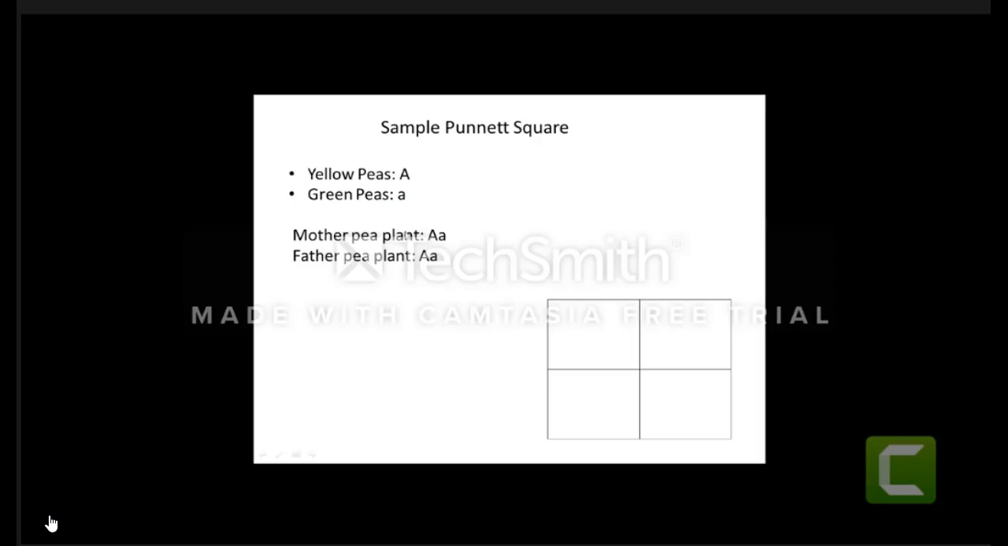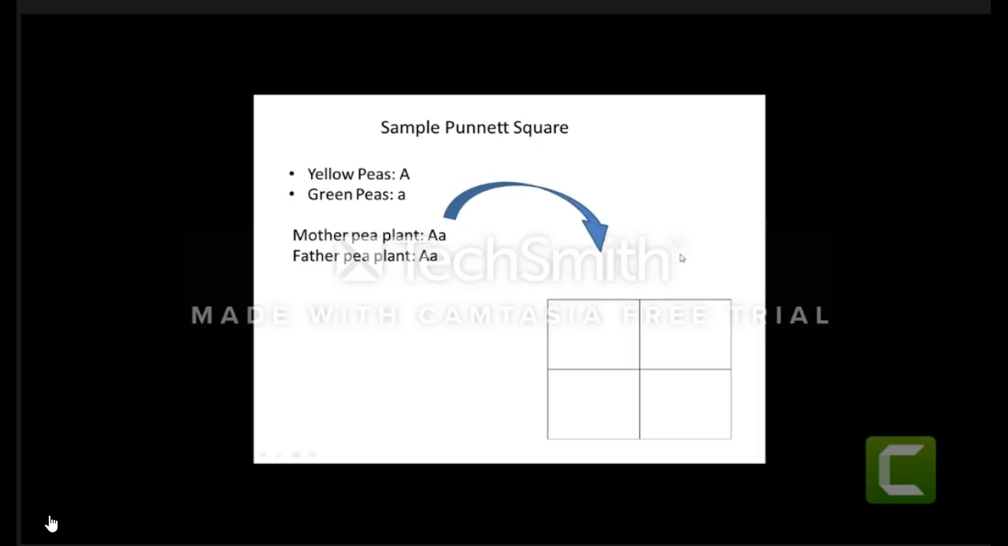Let's say that a mother pea plant is big A, little a, meaning she inherited a big A from one parent and a little a from the other. And the father pea plant has the same alleles that it inherited. If we wanted to know how these alleles can be passed on to the next generation, we could use Gregor's Punnett square to figure out what traits can be passed on in what combinations.